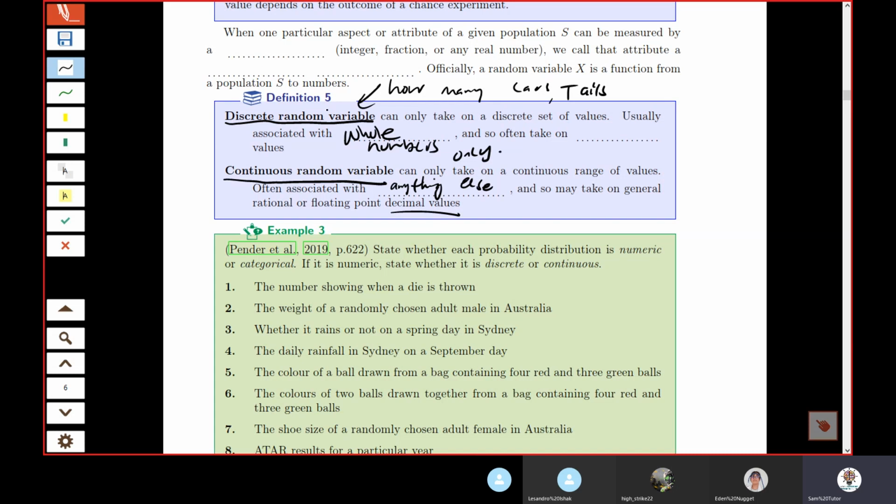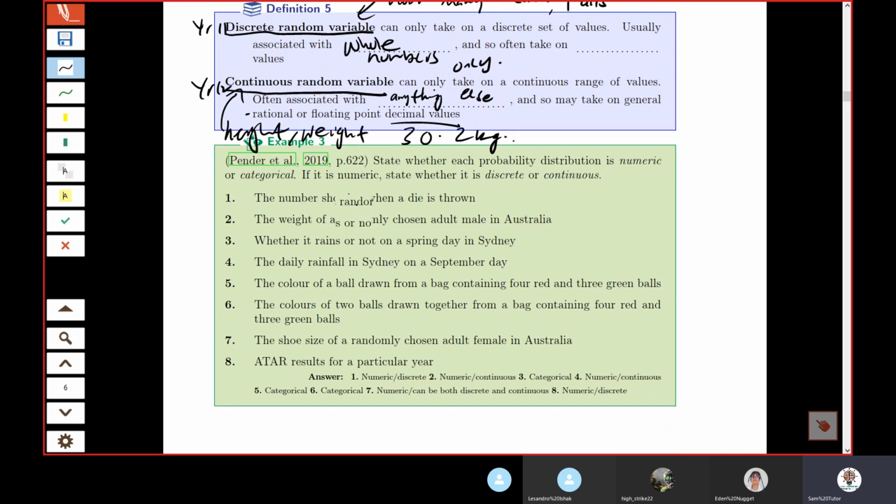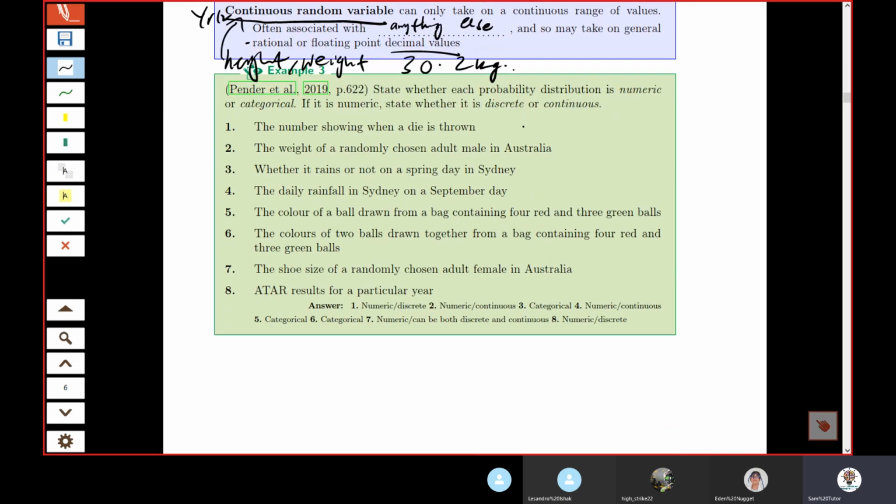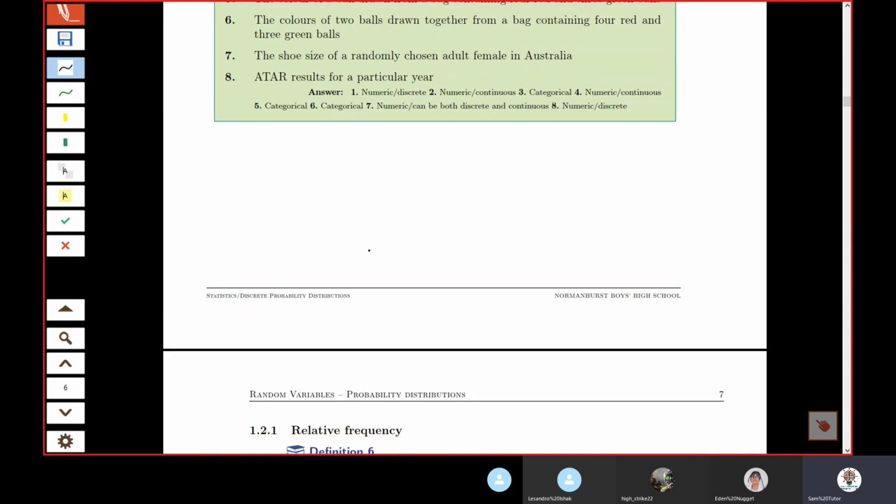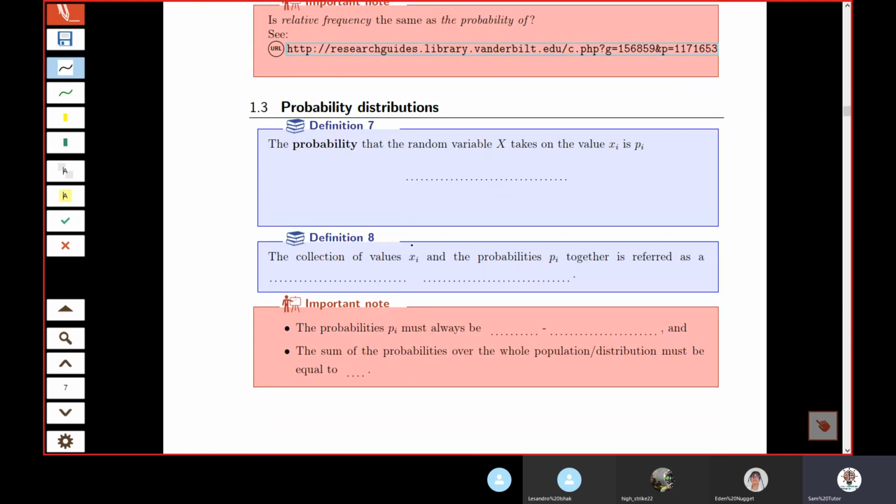You can't really get 2.5. Whereas this would be what's your height, your weight. You can say 30.2 kilograms or whatever it is. Okay, nothing too fancy. Continuous random variables, that's year 12. Discrete random variables, that's year 11. So you'll be continuing this in year 12. Some basic stuff just to see if you know what discrete and continuous is. I'll let you do that in your own time. It's not interesting for our purpose.